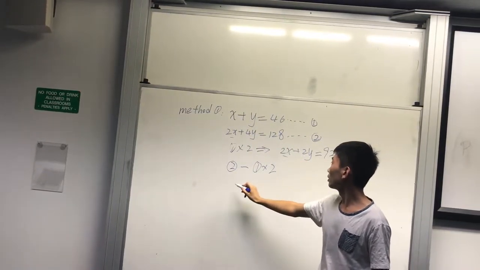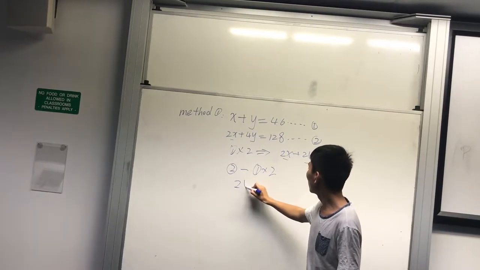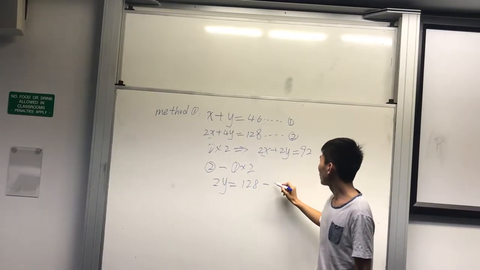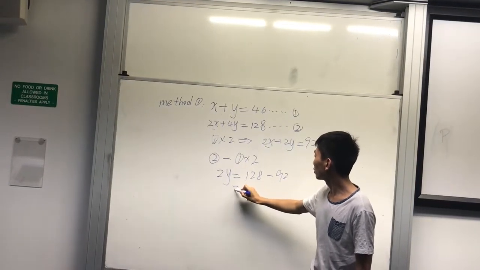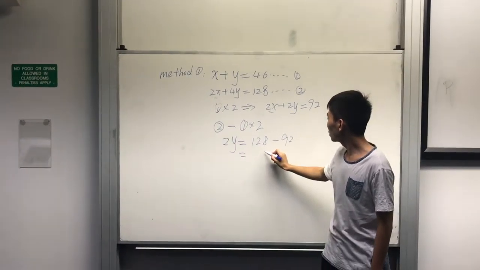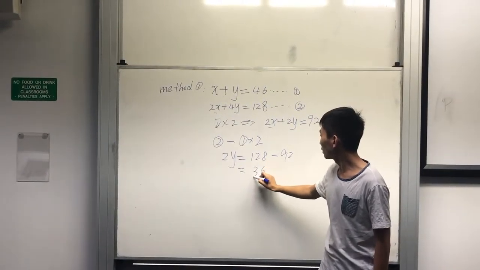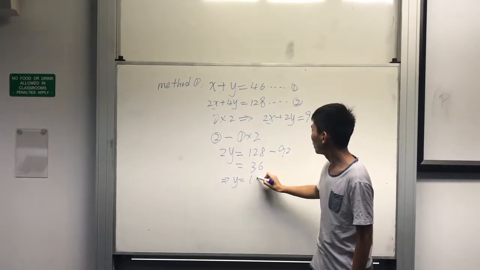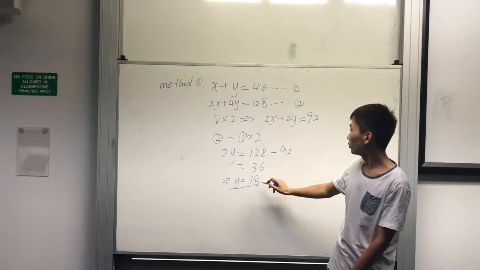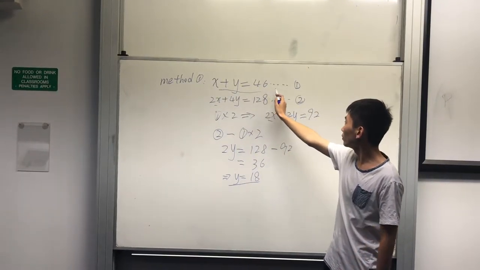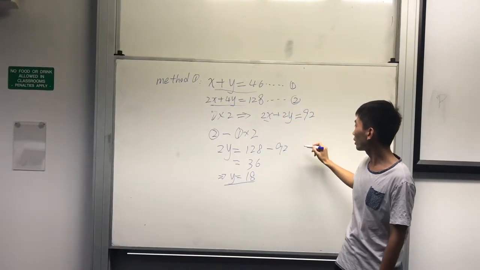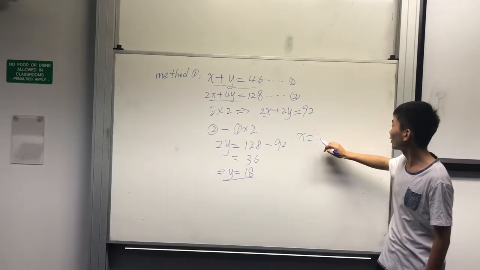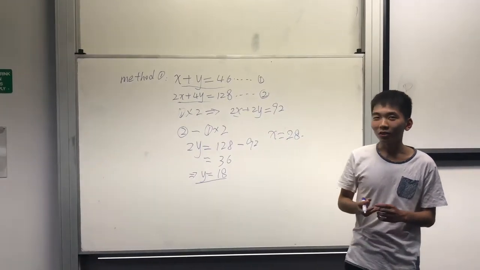Now we can cancel 2x, using equation 2 minus equation 1 times 2. We get 2y equals 128 minus 92, which equals 36. So we can get y equals 18. Now we put y into these equations, so we can get x equals 30. No, it's 28. Okay, thank you.